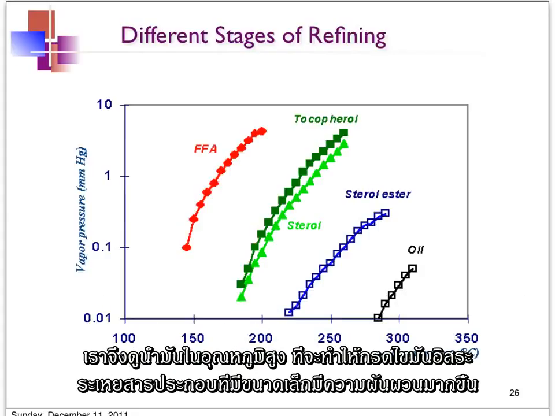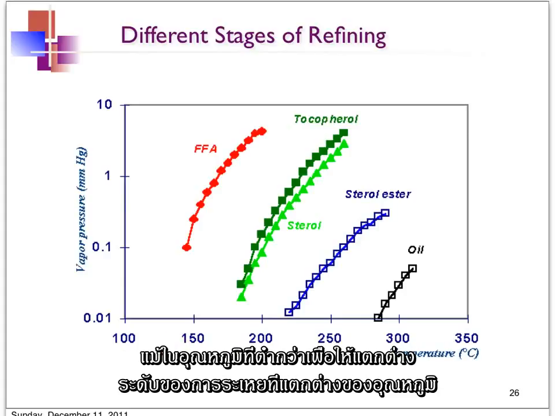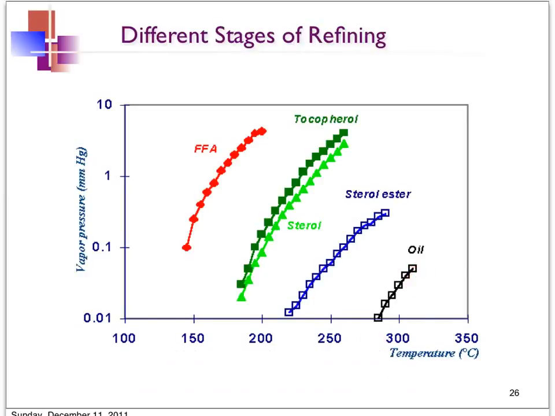So we can see for the oil, it requires high temperature to make it volatile, whereas free fatty acid, which is a smaller compound, is more volatile even at lower temperature. So the different degree of volatility at different temperature enables these different components to be separated from the oil.